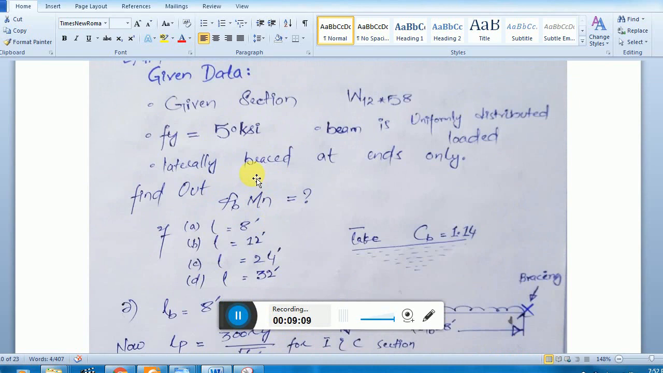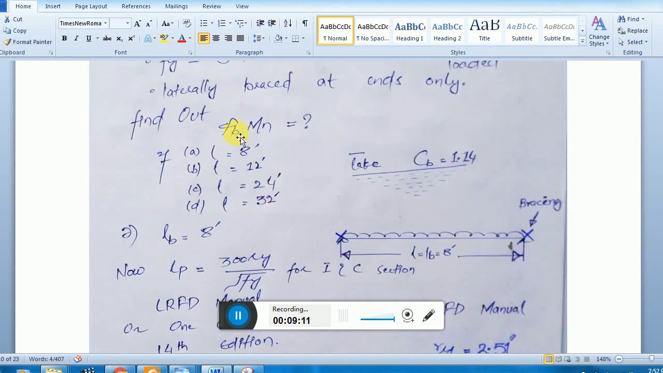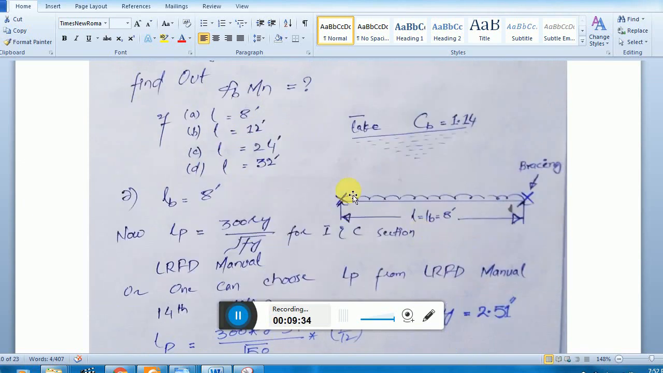In questions number 1 and 2, we calculated these values of Mn for different cases. Question number 2 is basically zone 2. Here you see that when you increase your length or span, you will move from zone 1 to zone 2 and lastly, for this span, I think, into zone 3. So let us start. We have a beam subjected to a uniformly distributed load, braced at the end points.